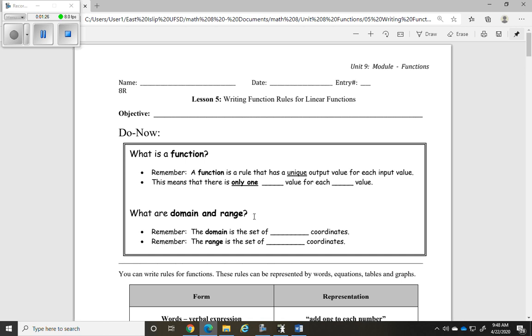So remember that a function has a rule, and each input only has one output. So this wording is kind of reversed from what we've been saying. We keep on saying that each input has one and only one output. This wording says the same exact thing. There's a unique output for each input. That says that each input only has one output. So let's fill in those blanks.